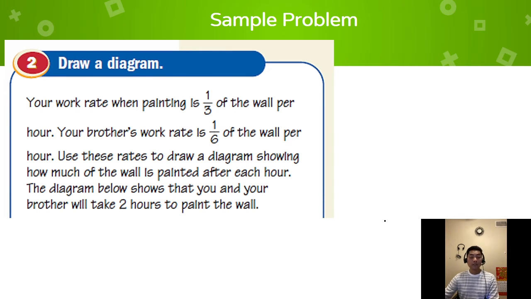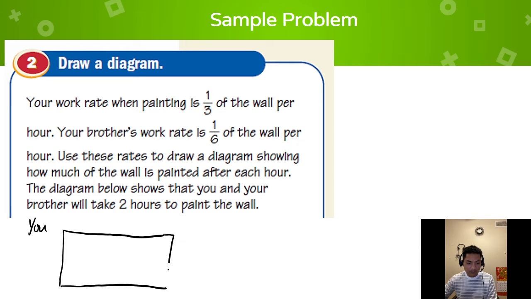Now, the second way to interpret the problem and solve it is using diagrams. So let's do some diagrams here. Basically, two diagrams, one for you and one for your brother. So if you are the faster painter, then this is the wall. I'm also going to do the same wall for your brother. So the same wall for your brother here.